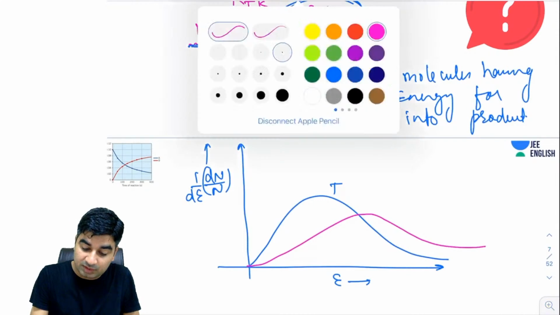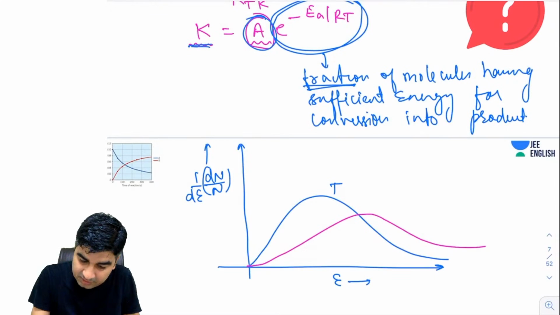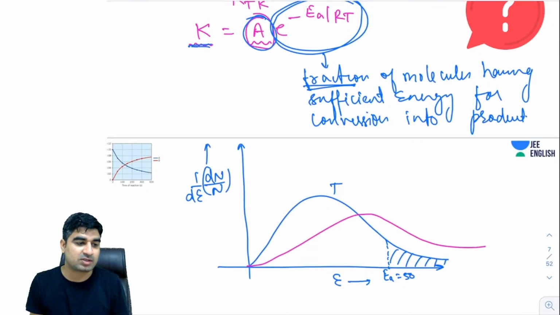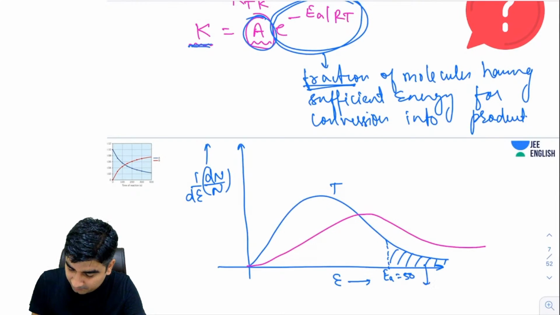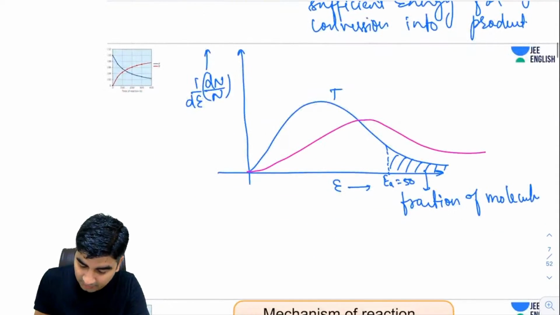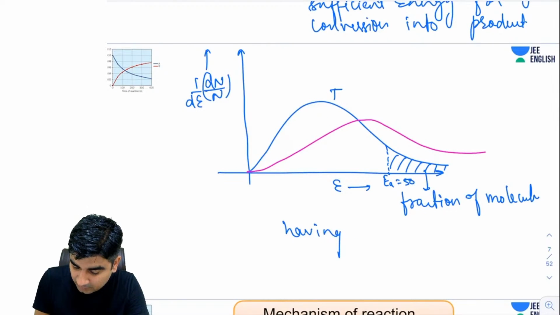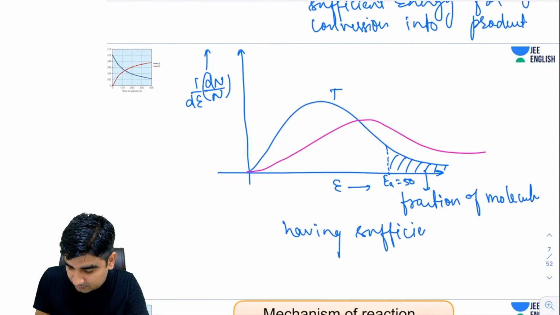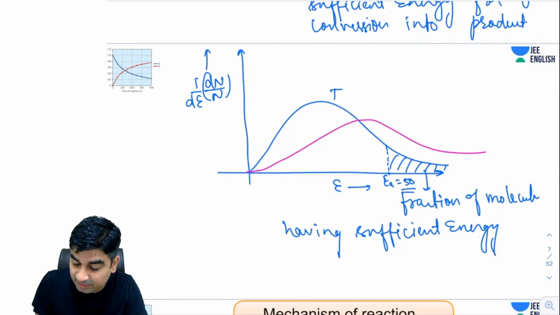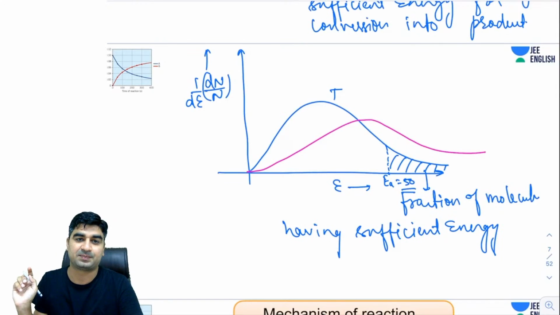Right? So initially, if it was the threshold energy, suppose this was the EA, suppose 50. So what was this area giving? This area was giving the fraction of molecules having sufficient energy, or the fraction of molecules having energy greater than or equal to 50 kilojoule, or this, right?